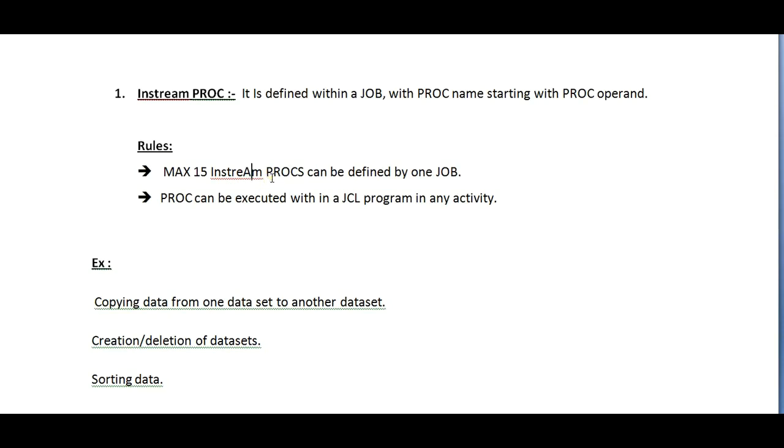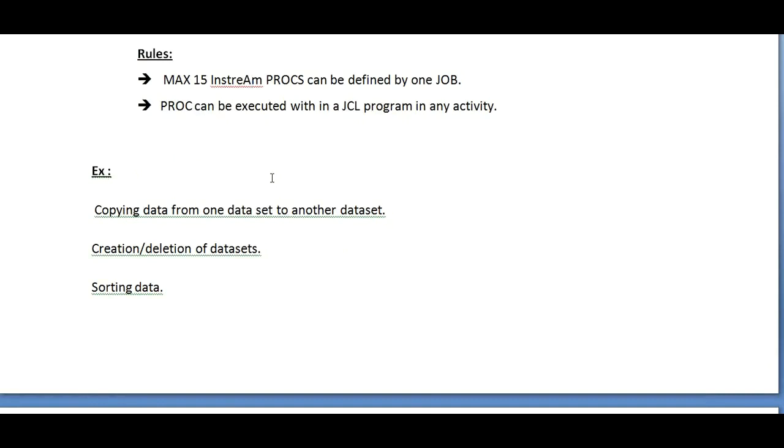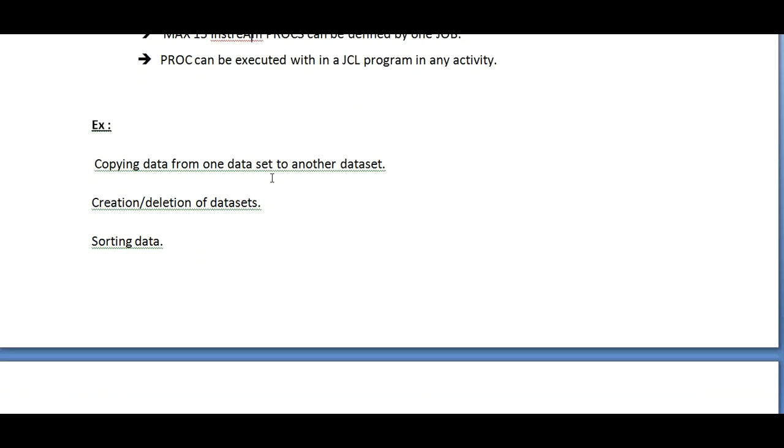A proc can be executed within a JCL program in any activity. So we will see an example of why we use an in-stream proc. If you want to copy data from one data set to another, create or delete data sets, or sort data, as in the same example I gave, these steps may be coded multiple times in a particular job. Since we all know that a maximum of 255 EXEC statements can be coded in a single JCL, there might be around 100 steps in this JCL. Of those 100 steps, 20 might be copying data from one data set to another, 20 might be creating or deleting data sets, and another 20 might be sorting data.